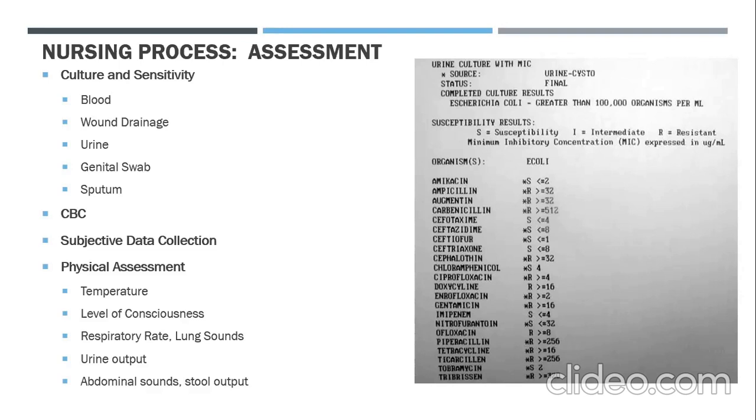So any part of the body, you could collect a culture. You do not collect a culture once antibiotics have been started. The results will be skewed, and there's no point. The results are not going to be accurate if a patient is receiving antibiotics. CBC, you're going to monitor that, of course, because you're going to look at the white blood cell count.